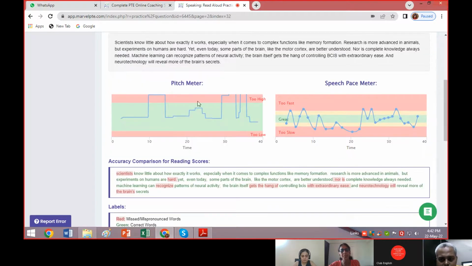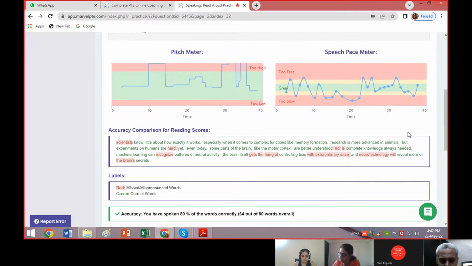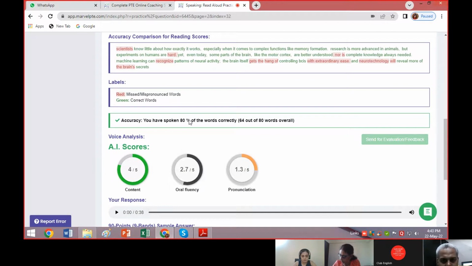As you can see, the pitch meter was too high at times and too low. Okay, now too fast, it was normal. So you have to tell students that they have to remain in green. The more you'll be in green, the more marks you'll be getting. So great, it was there. The speech pace meter was good. Now let's see. You have spoken 80% of the words correctly. Now see here. This is the evaluation.